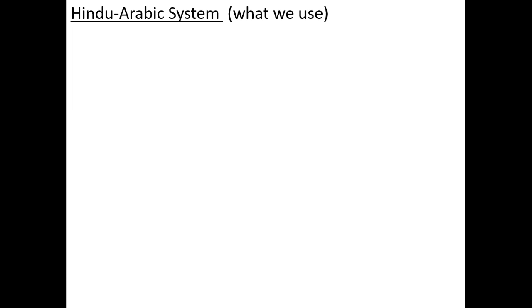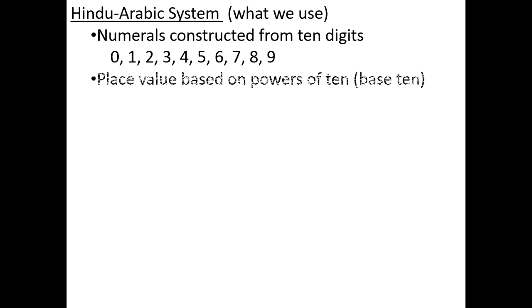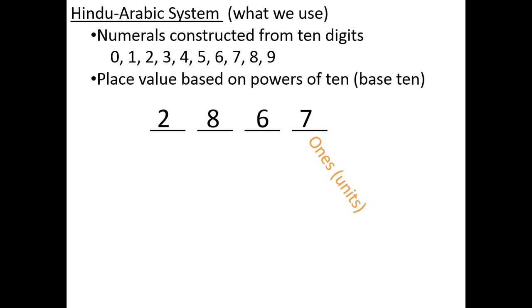So let's stick with what we use so that we can get this idea of place value understood. We know that we construct numerals from 10 digits, 0 through 9. And we know that the place value for those digits that we use to construct numbers is based on powers of 10. So we have a base 10 number system. If I give you this number, we know that that's 2,867. The meaning behind each of those digits is that the 7 represents how many ones we have, or units.